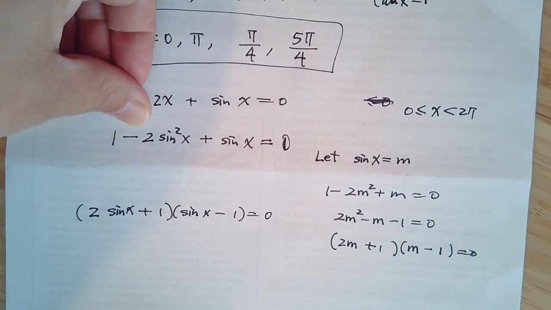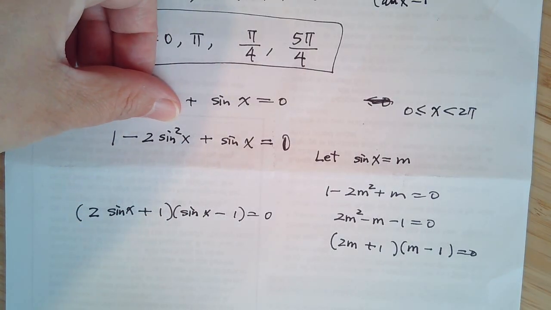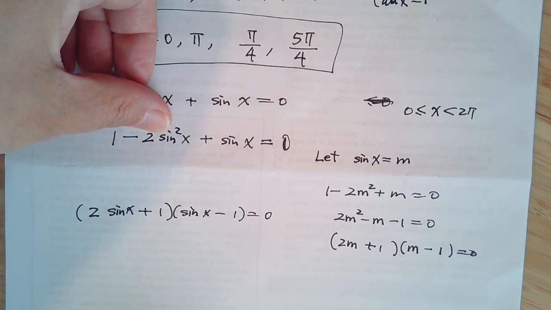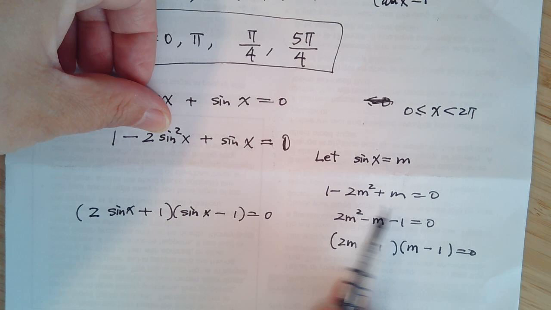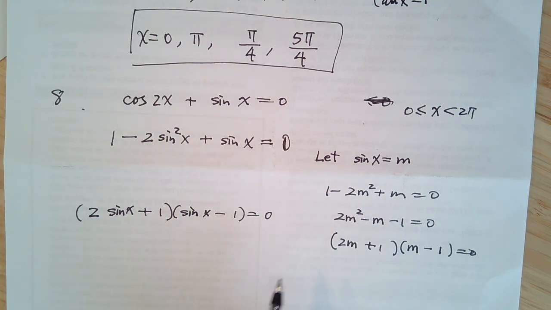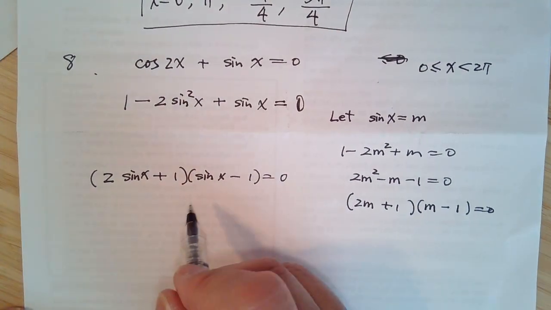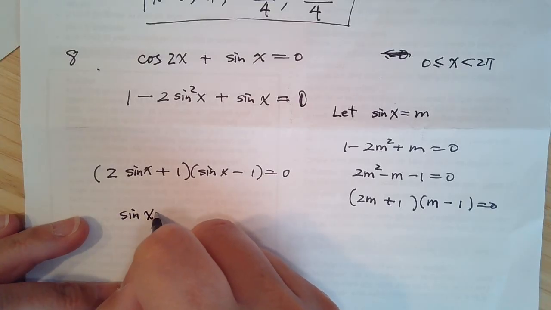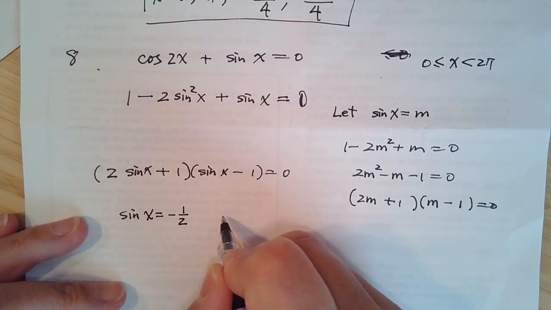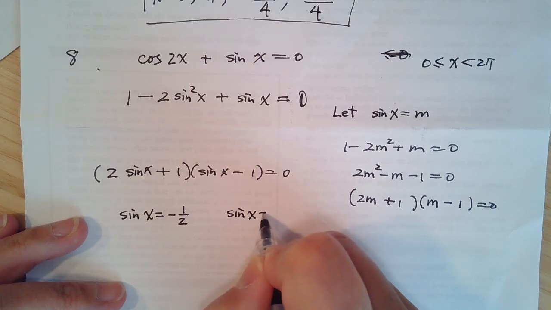So you are factoring this quadratic term. It's not really quadratic because it's a sine x instead of x. But if I use m as the substitution for that, then I get an exactly good quadratic form, and then I can factor that. Okay, now the next step is going to be very easy. Sine x is going to be -1/2, and here sine x equals 1.